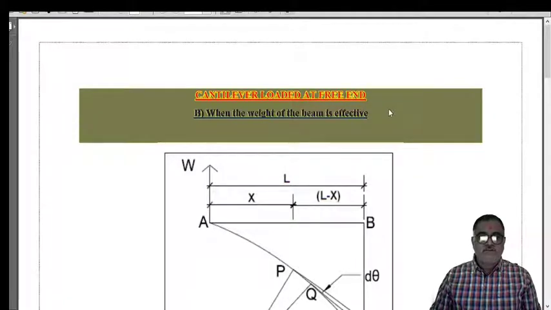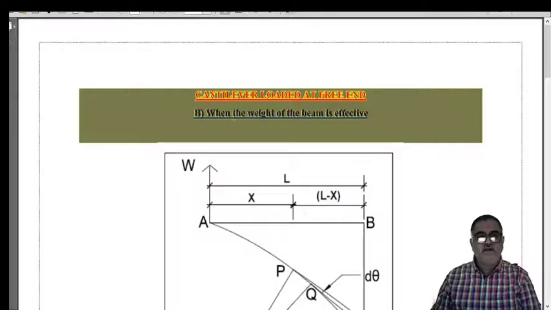We are discussing the chapter elasticity, and in the last lecture we discussed the cantilever. See, a cantilever is a body which is fixed at one end and loaded at the other end. That body is known as a cantilever.